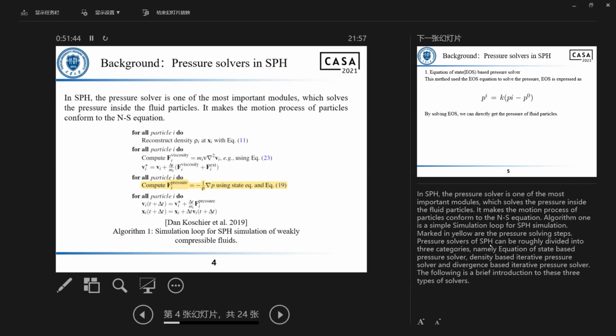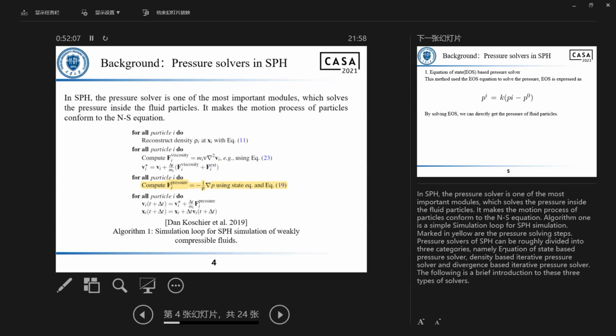In SPH, the pressure solver is one of the most important modules, which solves the pressure inside the fluid particles. It makes the motion process of particles conform to the NS equation. Algorithm 1 is a simple simulation loop for SPH simulation. Marked in yellow are the pressure solver steps.